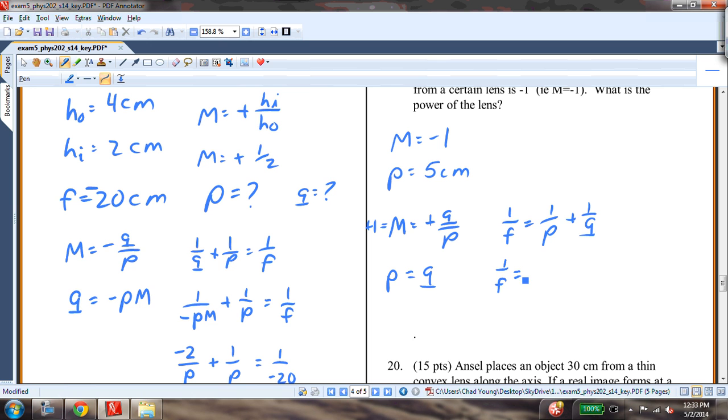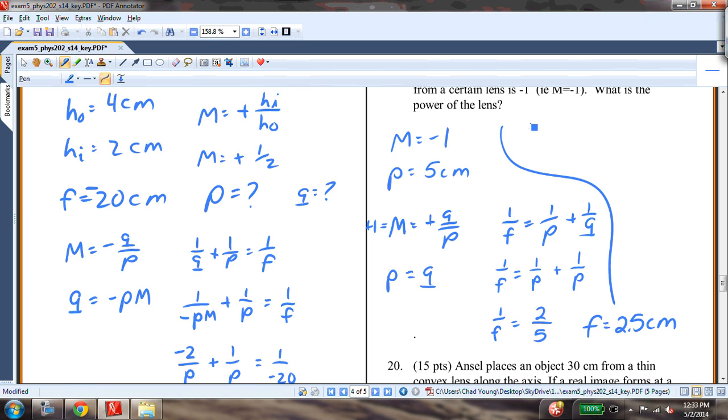1 over f equals 1 over p plus 1 over p. And now I can plug in my value for p. So 1 over f equals 2 over 5. So f is equal to 5 halves, or 2.5 centimeters. And now the second part of this is to find the power. That's going to be 1 over 0.025 meters, which gives me 40 diopters.